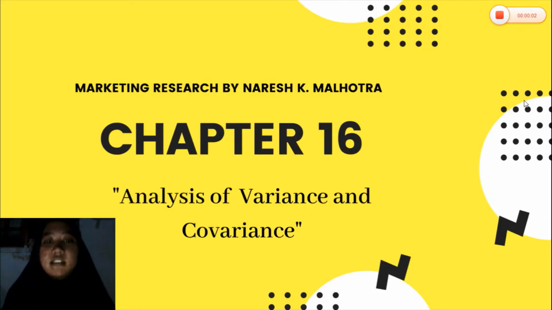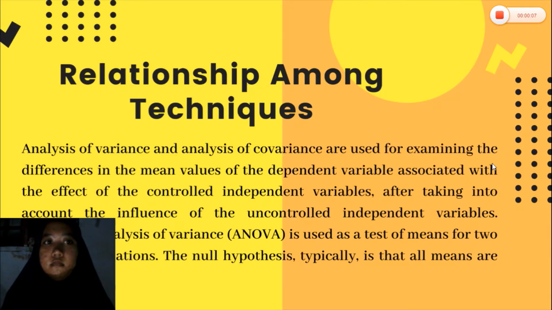Chapter 16, Analysis of Variance and Covariance. Relationship among techniques. Analysis of variance and analysis of covariance are used for examining the difference in the mean values of the dependent variable associated with the effect of the controlled independent variables, after taking into account the influence of the uncontrolled independent variables. Essentially, analysis of variance, ANOVA, is used as a test of means for two or more populations. The null hypothesis typically is that all means are equal.